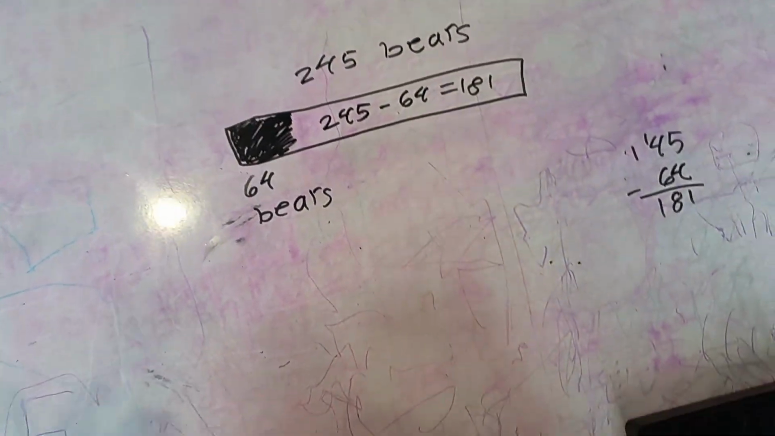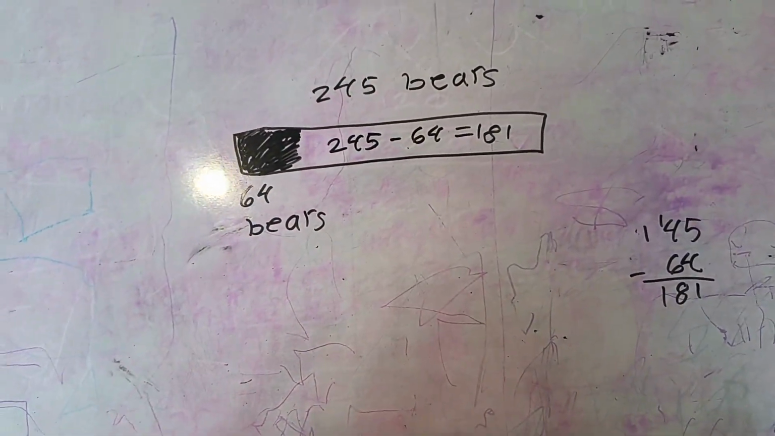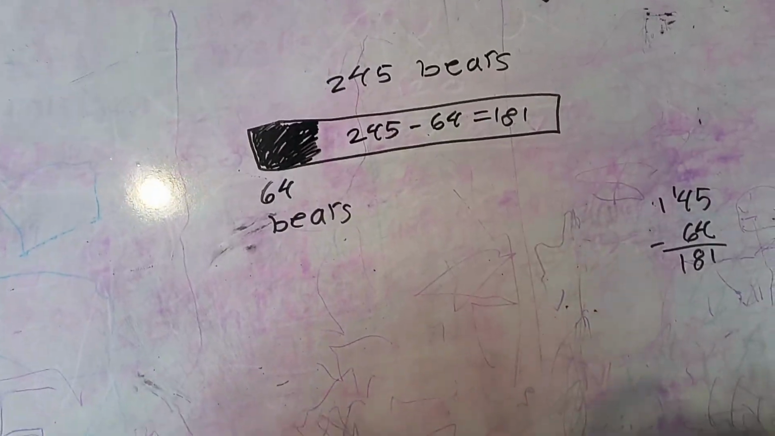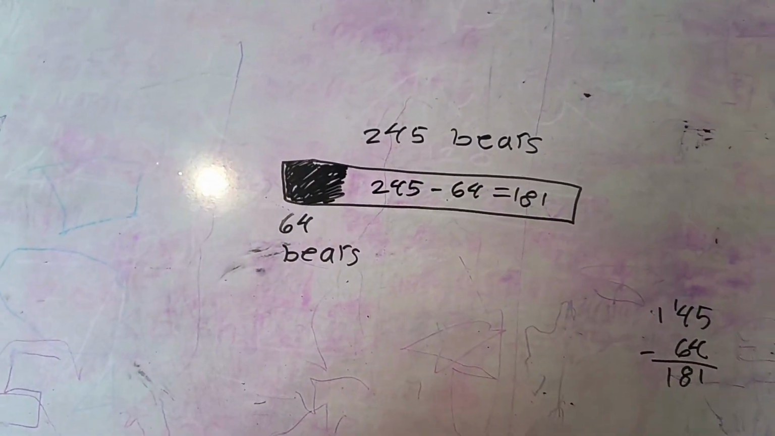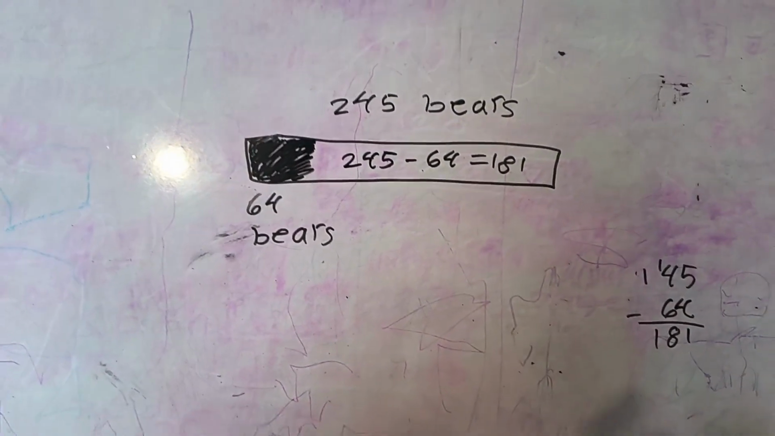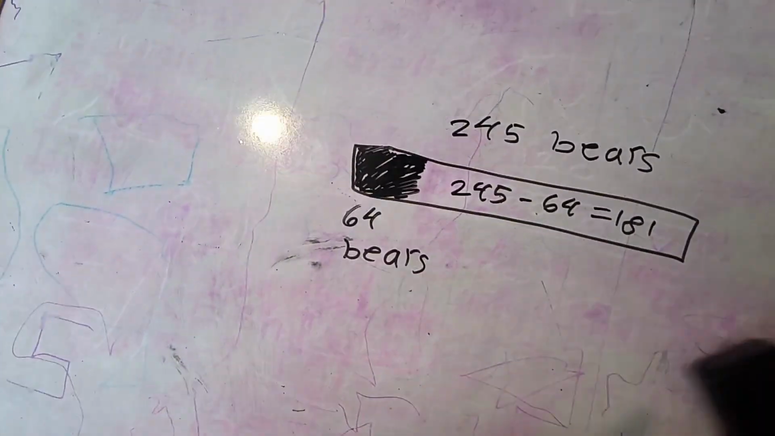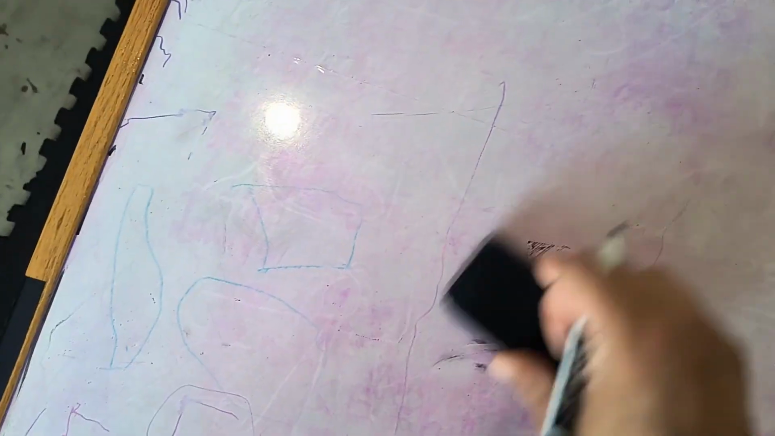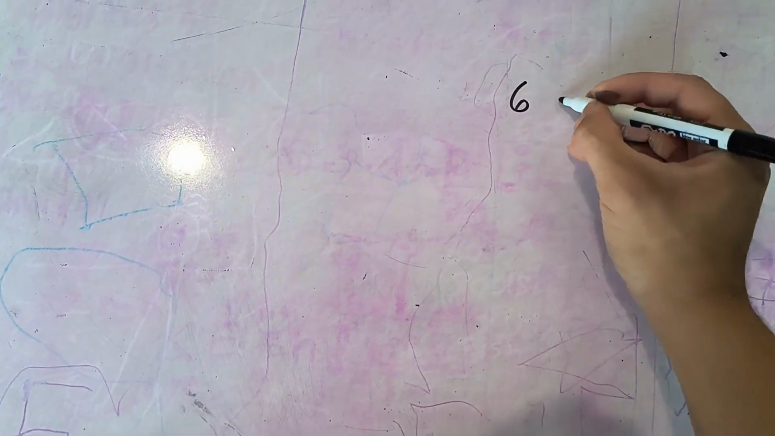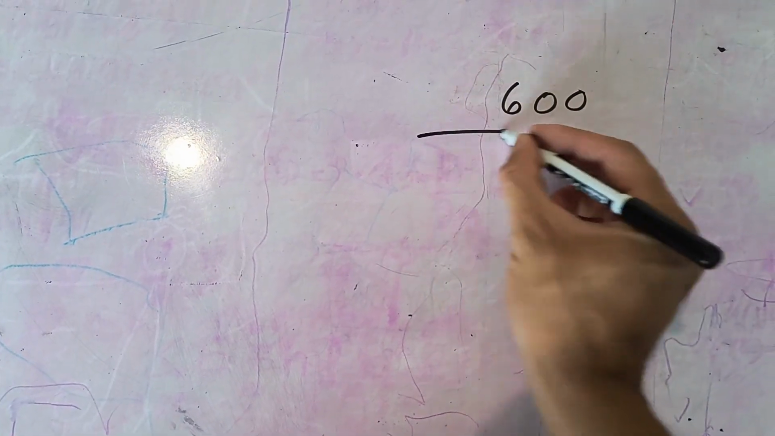And this is how we use this to represent word problems. Very easy. Let me show you how to do it with addition. Let's say Tim has 600 pulls.